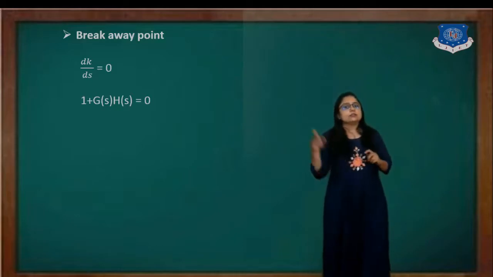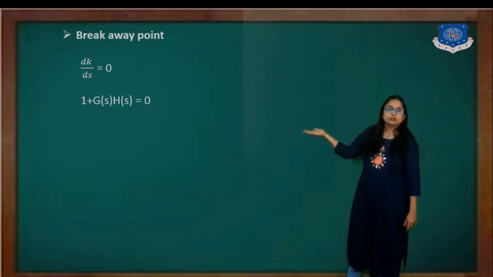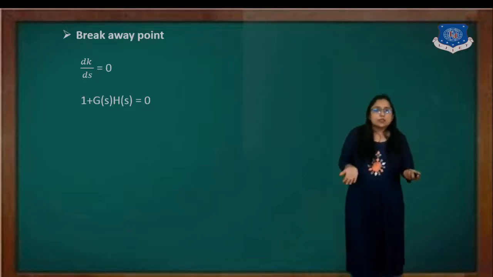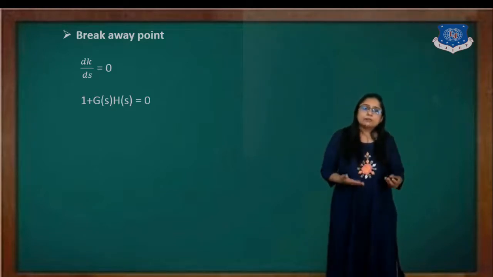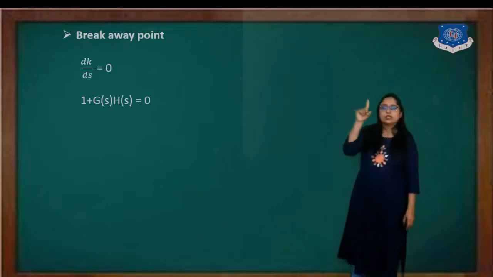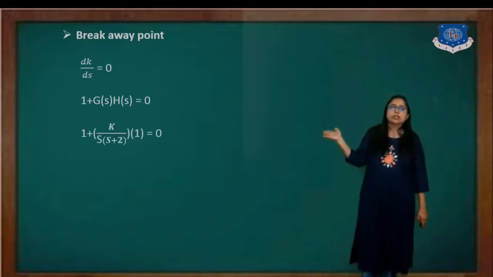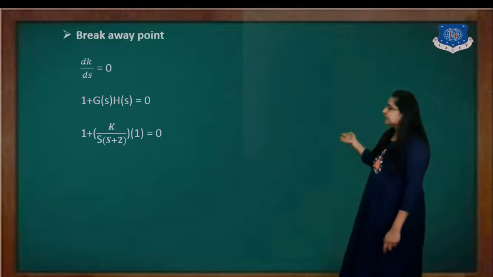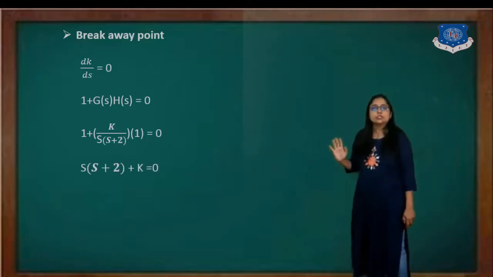And h of s, because this system is for unity feedback control system, so we are taking h of s equal to 1. See, if it is not specified in the question and h of s is not given to you, then you have to consider h of s equal to 1. Now you just substitute this value like this. Now take the LCM. So s plus 2 plus k, that equal to 0.